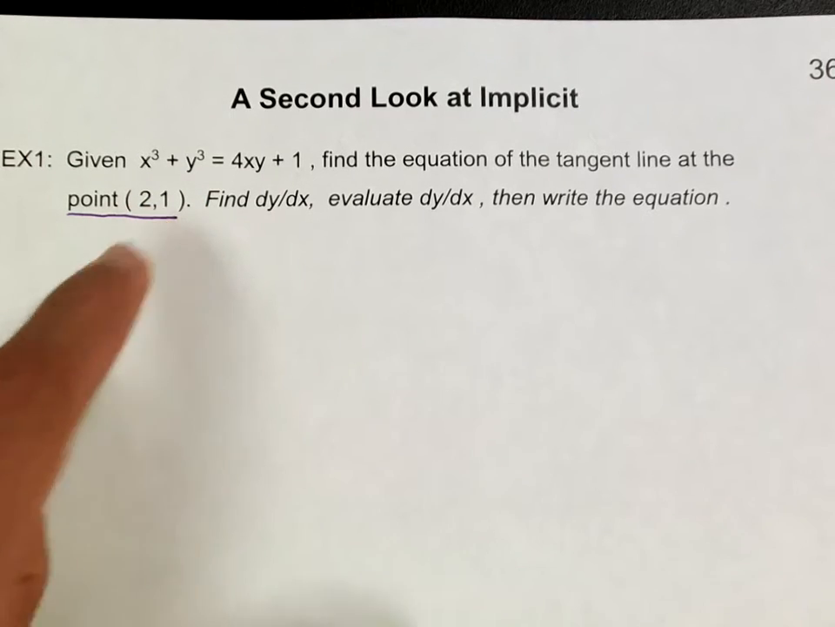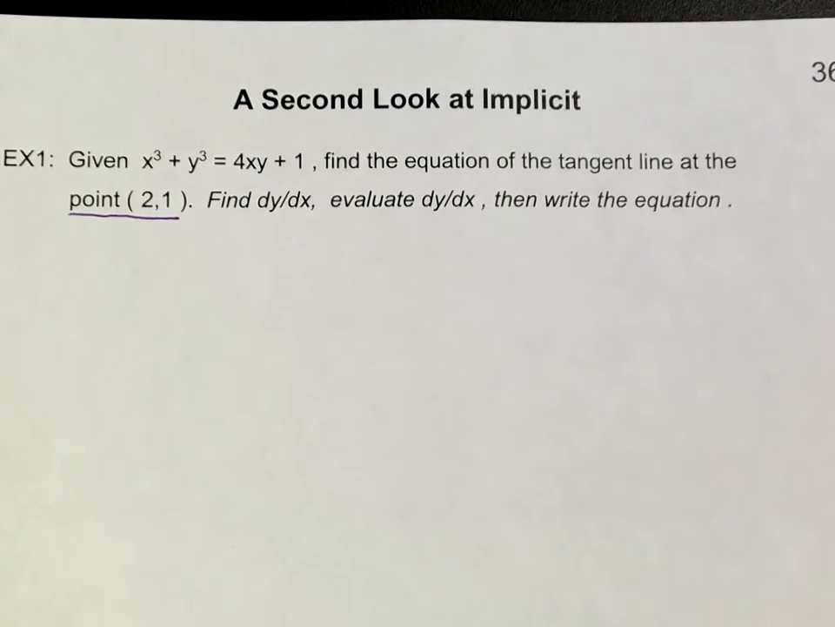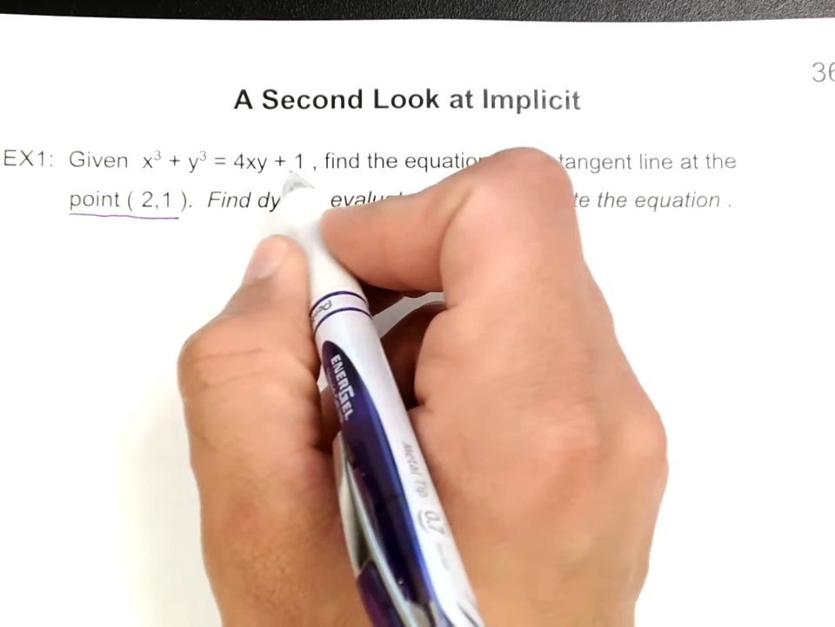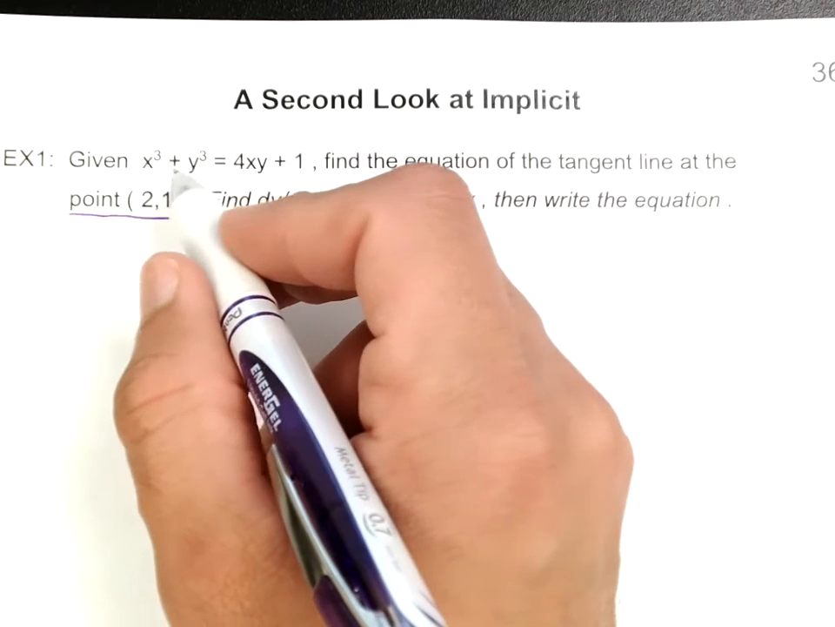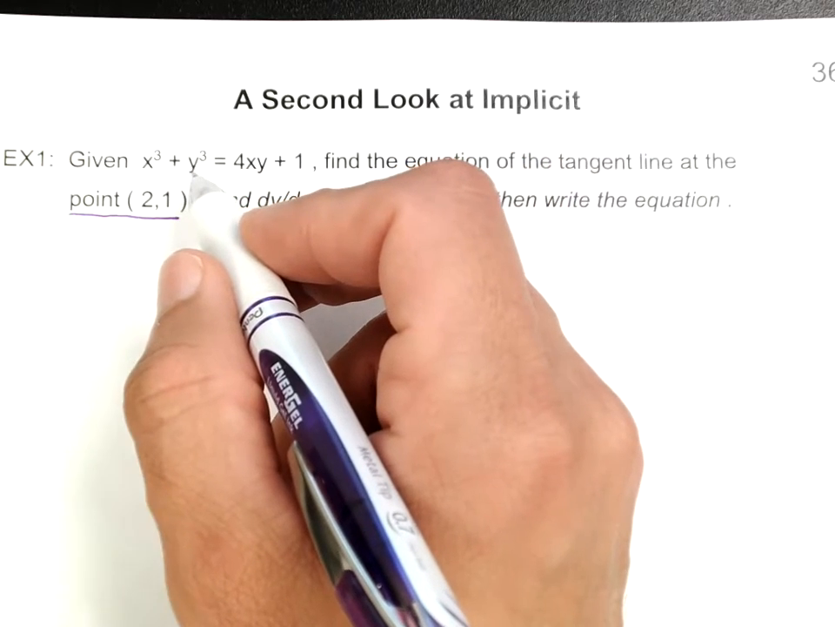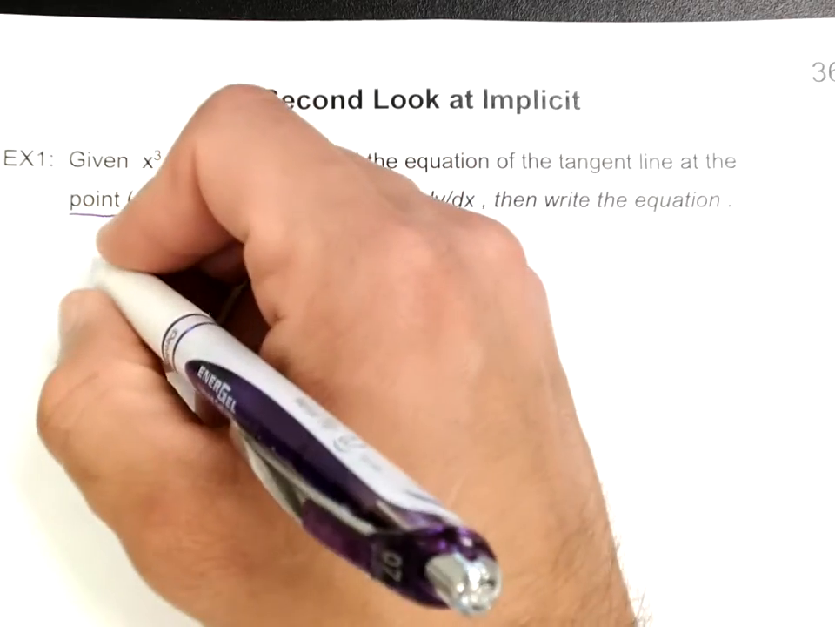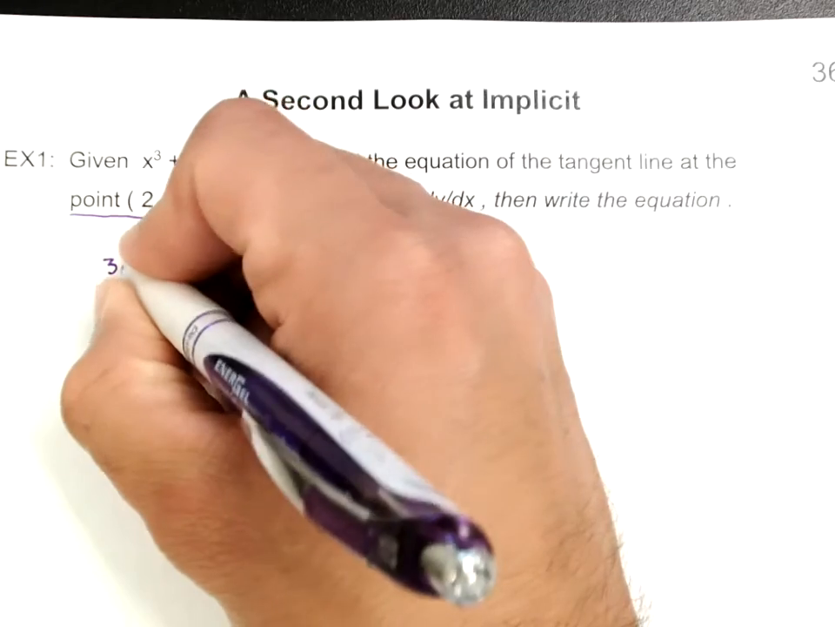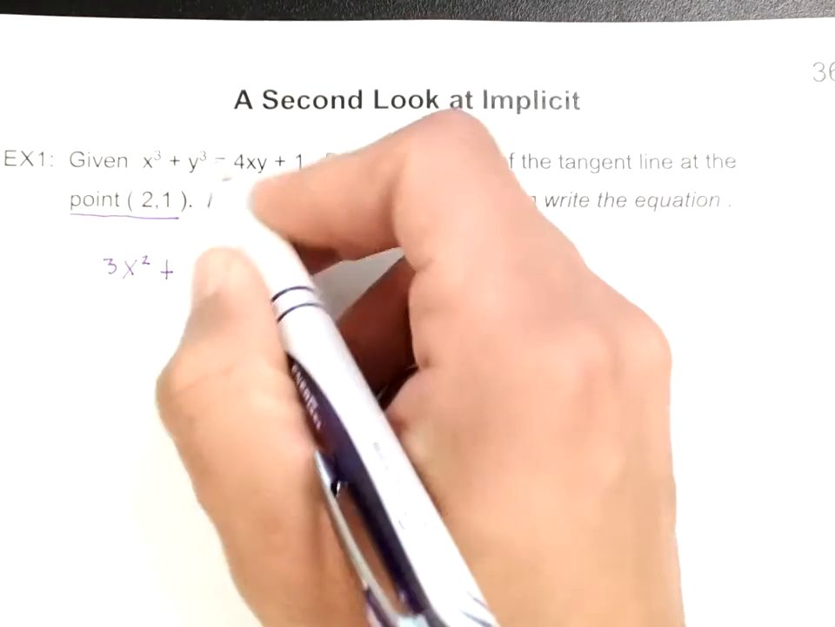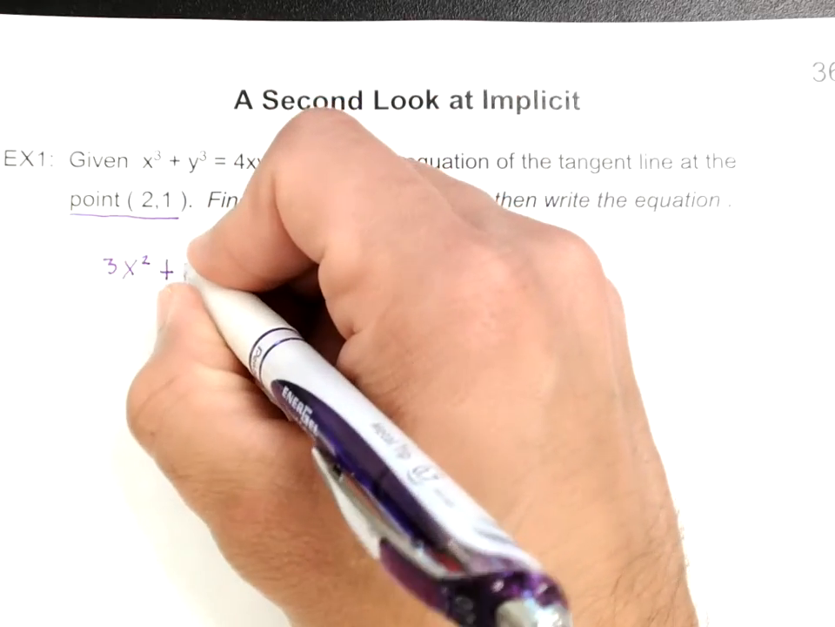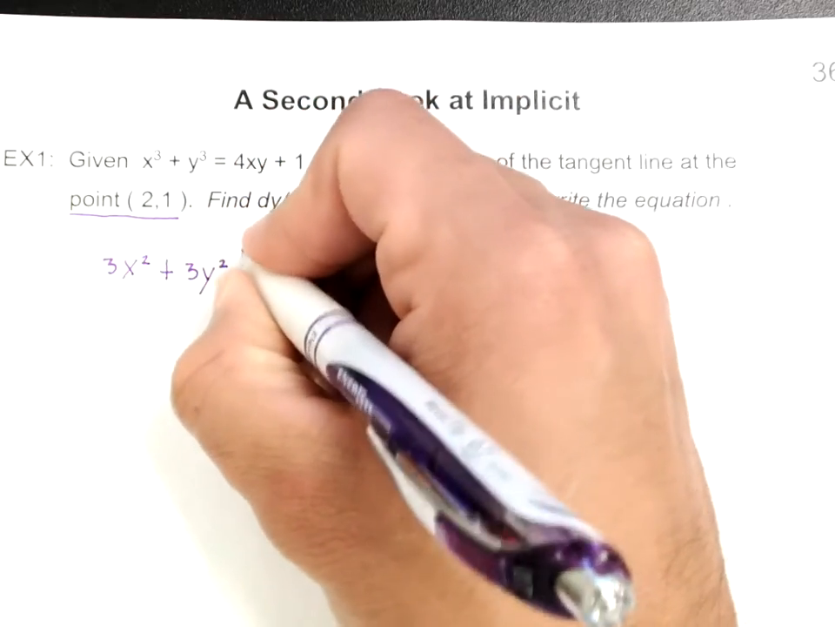So the first thing we're going to do is take the derivative of this, and remember, when you see something like this, I automatically think implicit, because this is not just explicitly y equal to some expression. So I'm going to take the derivative of x cubed, which is 3x squared, plus the derivative of y cubed, which is 3y squared dy/dx.